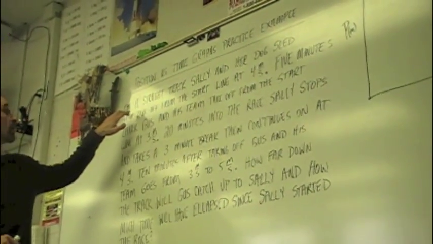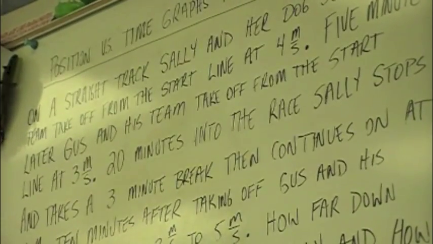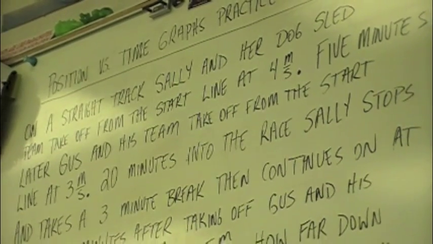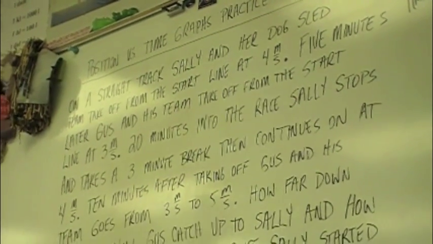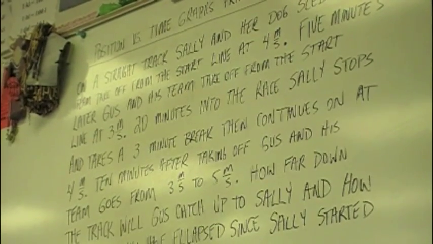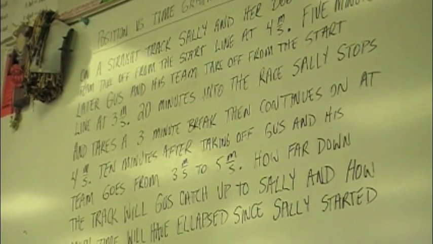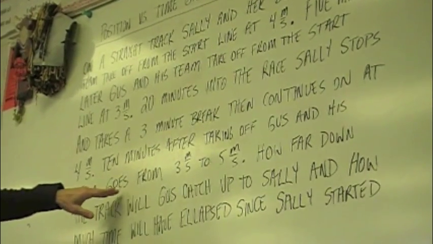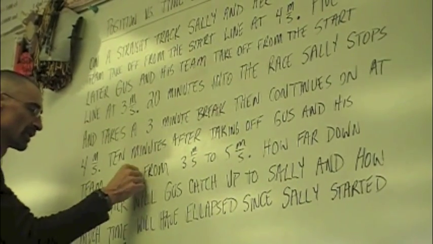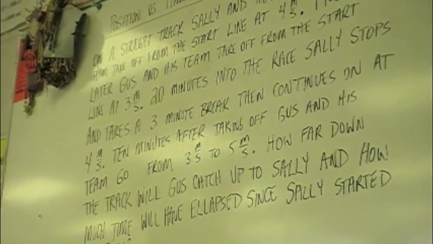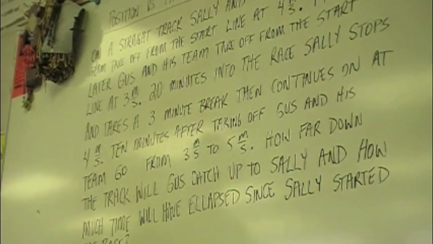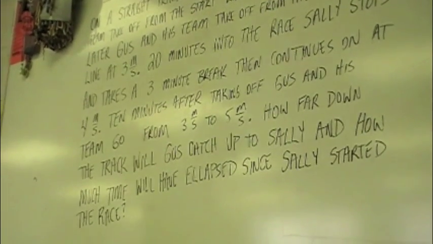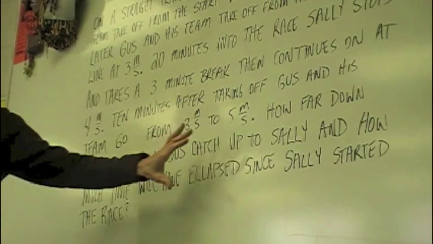So let's look at this example. On a straight line track, Sally and her dog sled team take off from the start line at 4 meters per second. 5 minutes later, Gus and his team take off from the start line at 3 meters per second. 20 minutes into the race, Sally stops and takes a 3-minute break, then continues at 4 meters per second. 10 minutes after taking off, Gus and his team go from 3 meters per second to 5 meters per second. How far down the track will Gus catch up to Sally, and how much time will have elapsed since Sally started the race? Those are the two questions that we're going to attack.